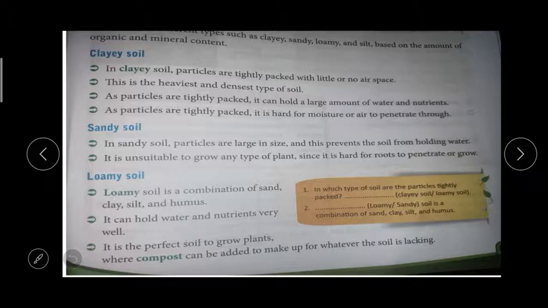Then loamy soil. Loamy soil is a combination of sand, clay, silt and humus. It's a mixture of all the particles. It can hold water and nutrients very well, and it is the perfect soil to grow plants. It is the supreme soil to grow plants, and compost can be added. If the nutrients in the soil are lacking, we can add some compost for growing the plants.